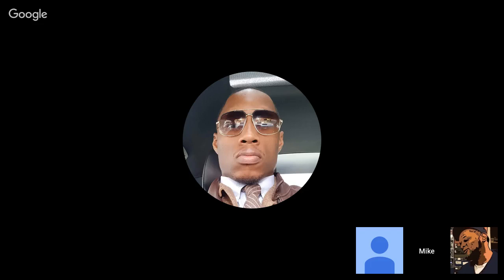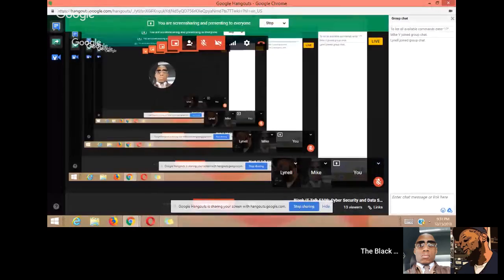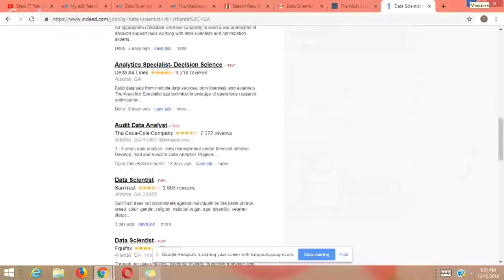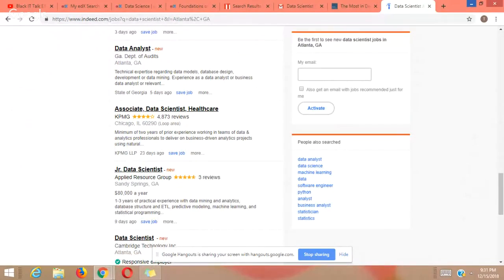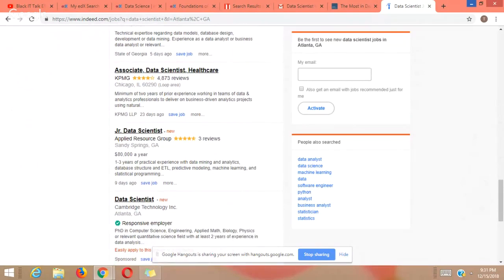So the next question is, what are the salaries for data scientists? Let's use Indeed real quick, and I'll cover four areas. Let's use Atlanta. That's in the South, where a lot of Black people are. Yeah, junior data scientist, $80,000, Georgia. Remember we went over earlier that an entry level data scientist makes up to six figures.